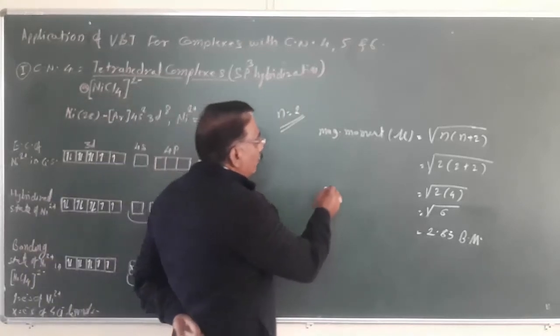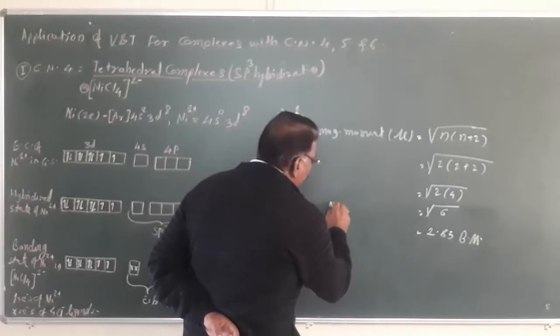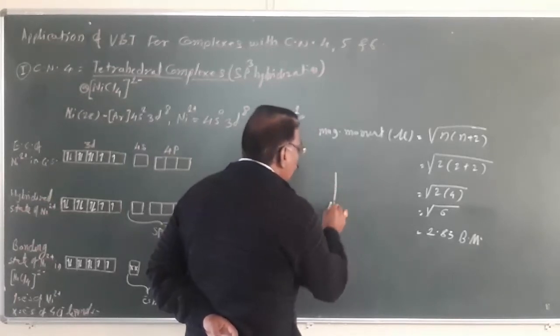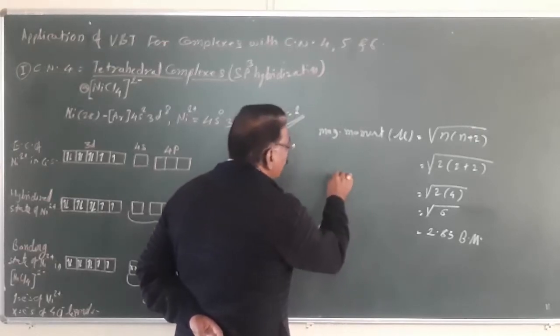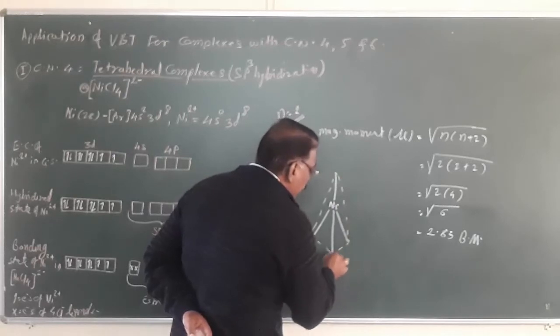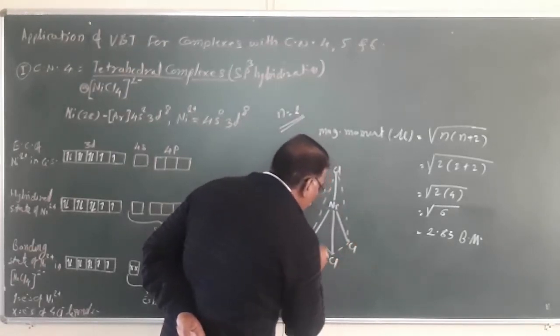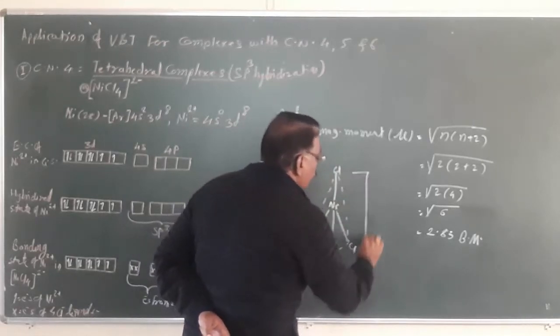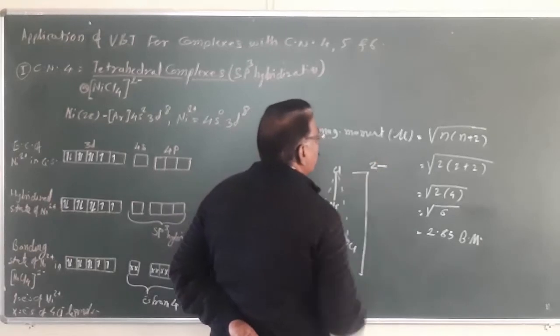So see the tetrahedral geometry. Here at the center there is the central metal atom nickel and there are the 4 chlorine ligands at the 4 corners of the tetrahedron, and thus there is formation of this tetrahedral NiCl4 2 minus complex. So here is the structure of this complex.